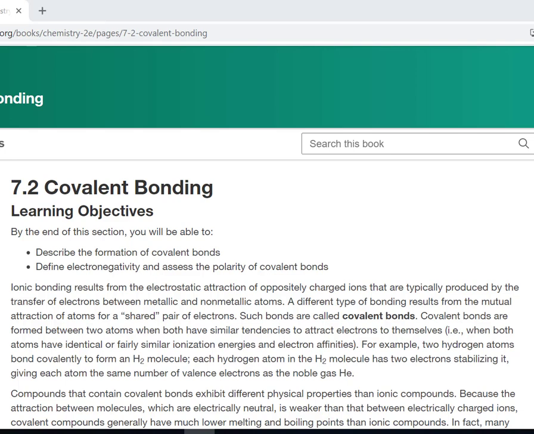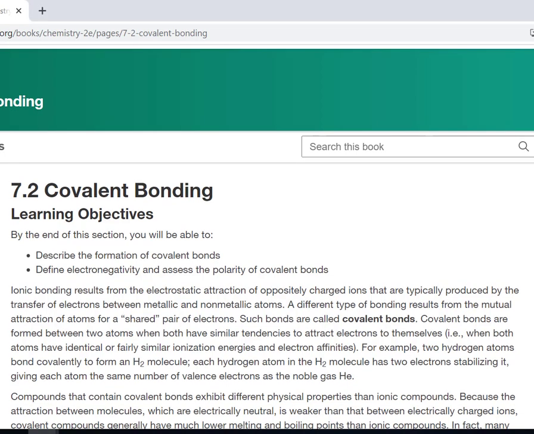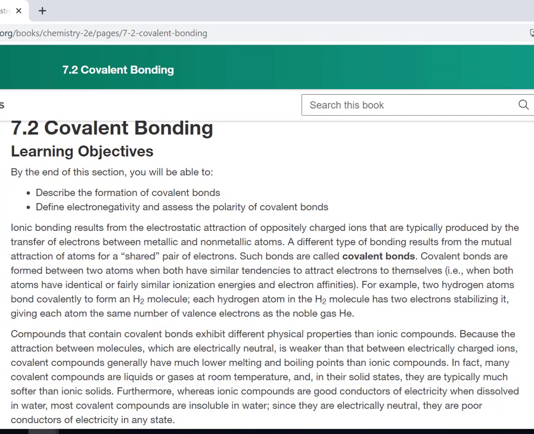Hello everyone. We're going to continue with 7.2 on covalent bonding, and I'm going to talk now about these learning objectives. Describe the formation of covalent bonds, and define electronegativity and assess the polarity of covalent bonds. So we'll talk now in more detail about the process by which covalent bonds occur.